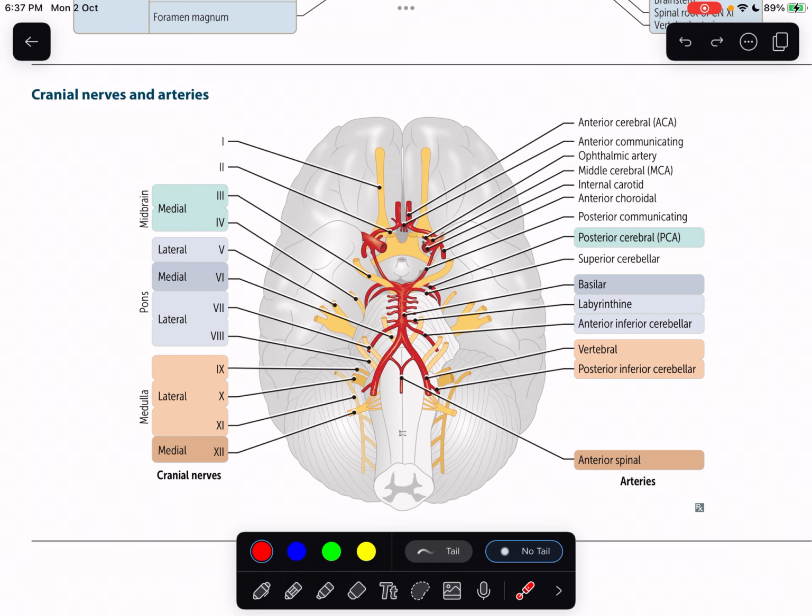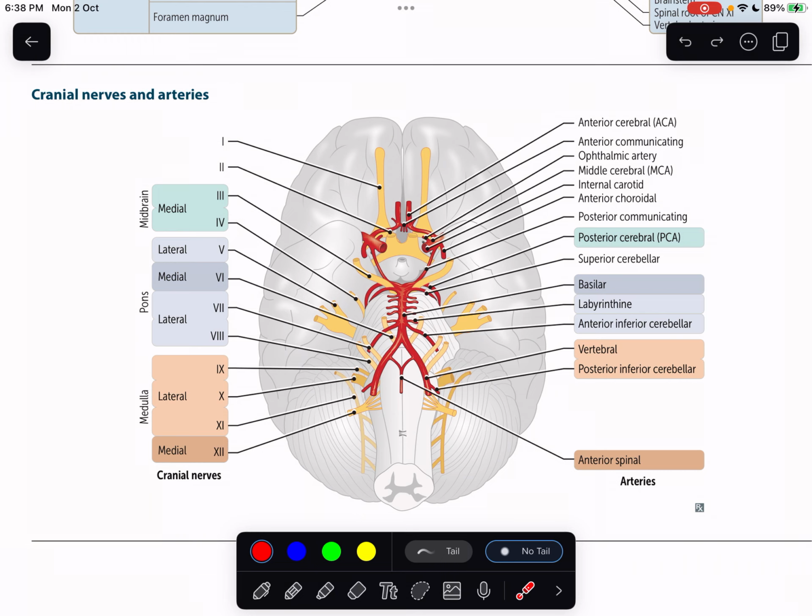Okay. Here is the medulla, these are the pons, and this one is the medulla oblongata. And after this is the spinal cord. This is the medulla oblongata, and because it is a decussation point, after this it's the spinal cord. Alright, so in my previous videos I have already discussed the cranial nerves.